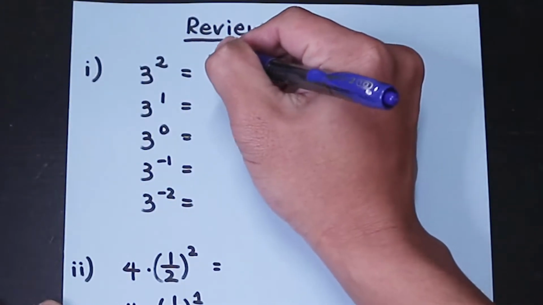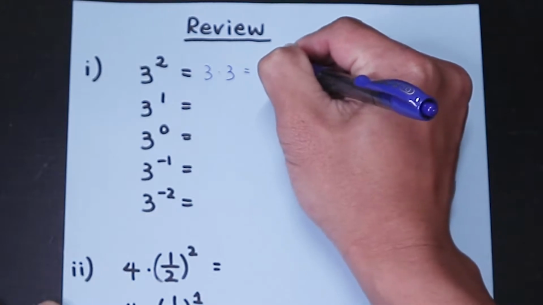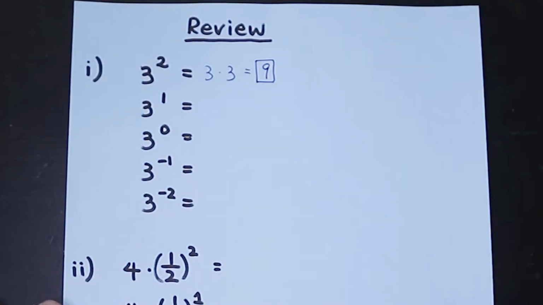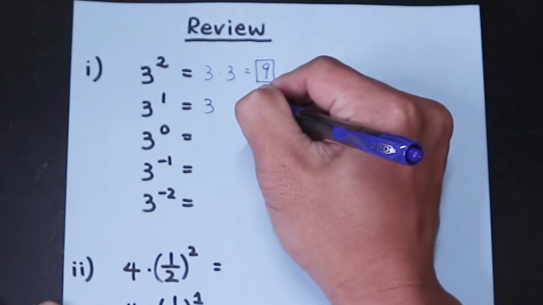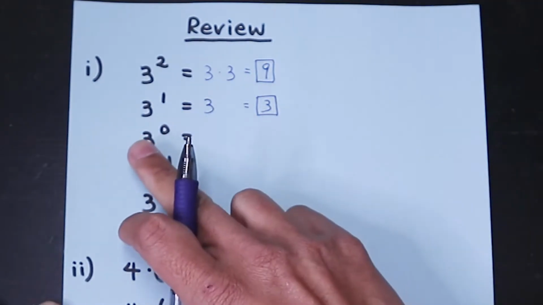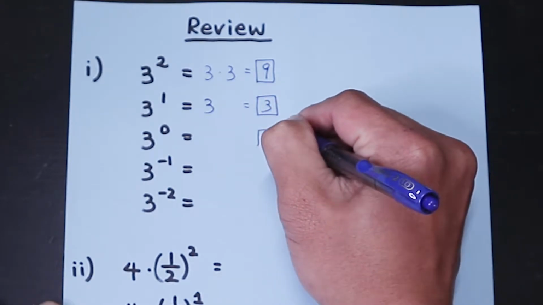Well, 3 squared, back in previous math classes that you had, means 3 times 3, which is the same as 9. So I want to clarify that 3 squared is not 6, it's 9, so that's easy. Well, 3 to the first power is just 3 by itself, so that's the same as 3. And remember from previous lessons, a number raised to the 0 power is going to be 1. So 3 to the 0 power is 1.